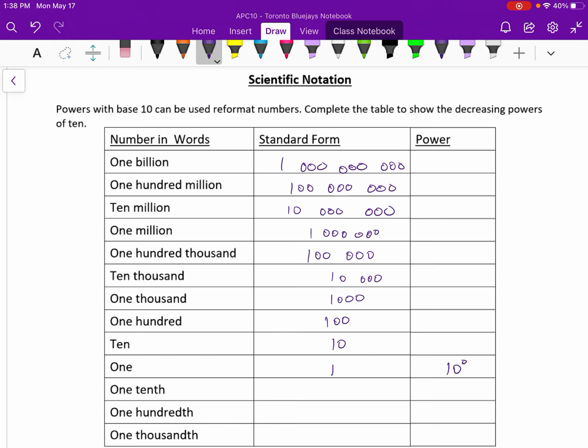1 is 10 to the power of 0. 10 is 10 to the power of 1. 100 is 10 to the power of 2. Now, 1,000, that's where we have a break in numbers, is 10 to the power of 3. 10,000 is 10 to the power of 4. 100,000 is 10 to the power of 5. Now, we can start off with ones, tens, hundreds.